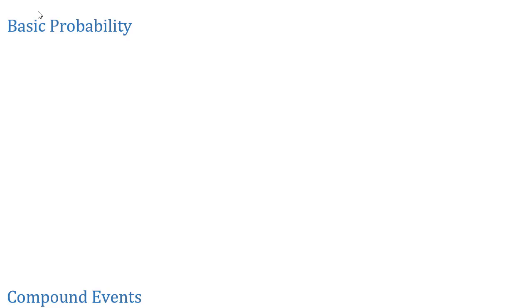This next set of videos is going to take a look at the concept of basic probability. Basic probability is a way to measure how likely an event is to occur. And the way we calculate a basic probability is we take the number of things that we want and we divide by the number of things that are possible.